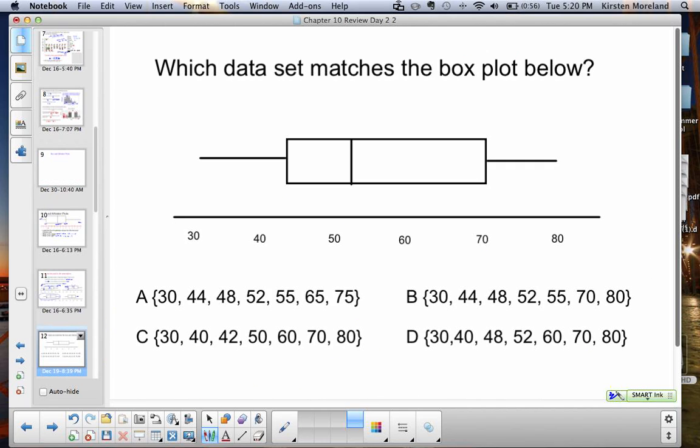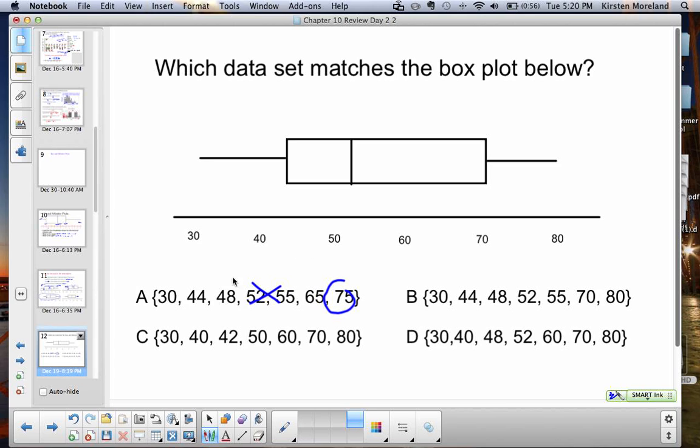Right? Next one says which data set matches the box plot. So instead of giving you statements, I'm going to give you the box plot and say which data set represents it. So I want you to pause the video and see if you can point out which one does that. Alright, so I'm going to first find the median of each one. Actually, the first thing I would do before we go to the median is look at the max and the min. This one doesn't work because the max looks like it's 80, not 75, so that one wouldn't work. And the rest of them are okay.